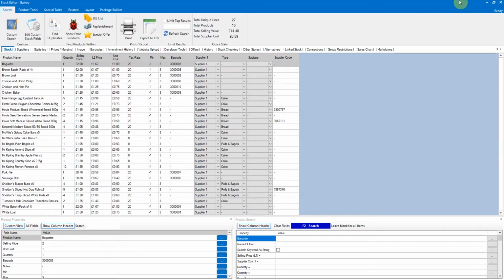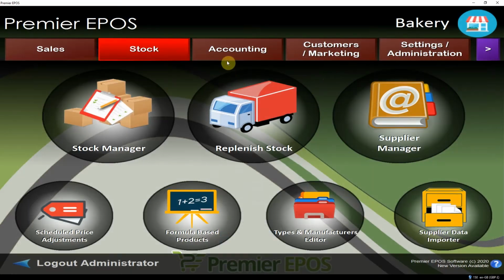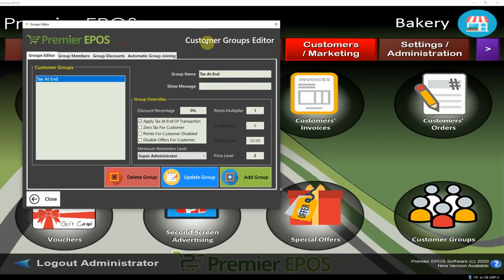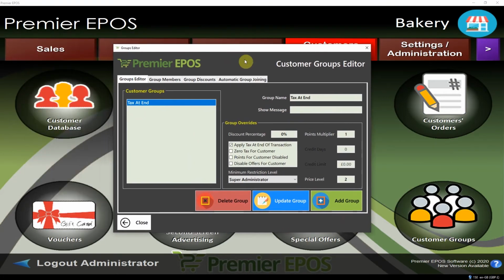So if I nip over to customers and marketing, and go to customer groups, I've already made myself an actual group of customers. I've created a group called tax at end. I've ticked this one here that says apply tax at end of transaction, and then I've set price level 2. So that basically means the customer will always instantly get a level 2 selling price, but also the tax will be applied at the end of the transaction.